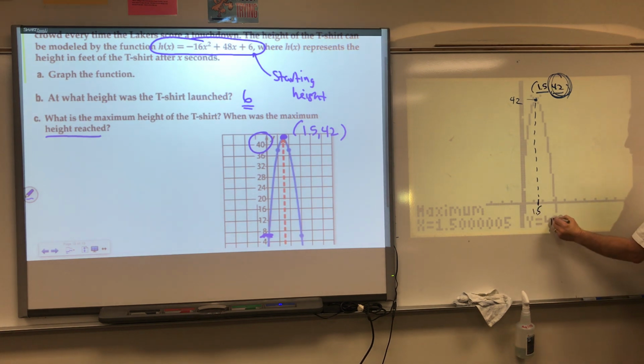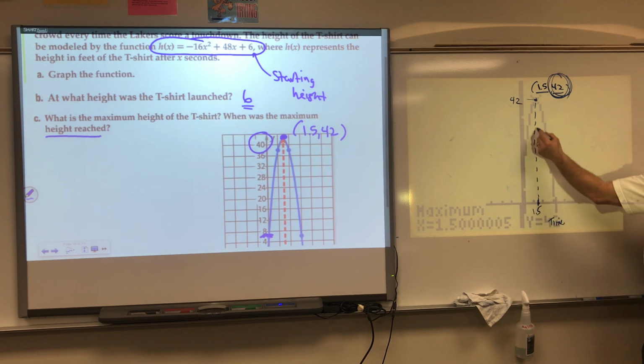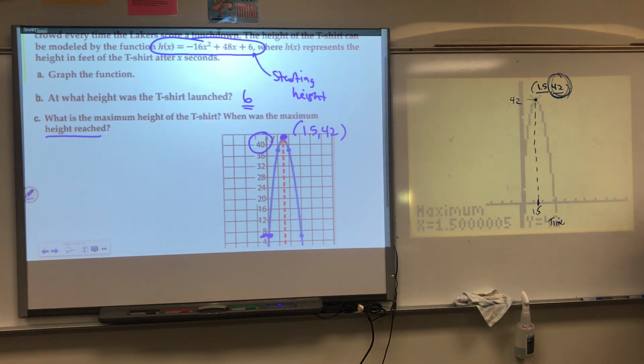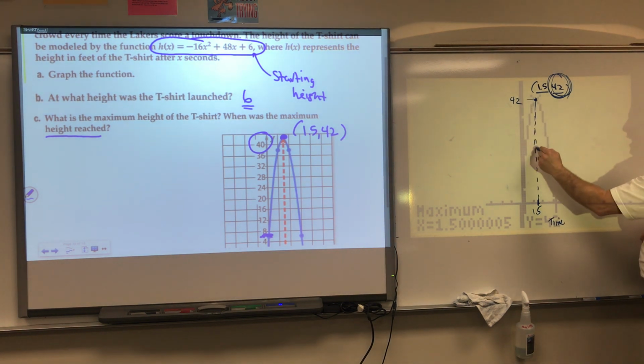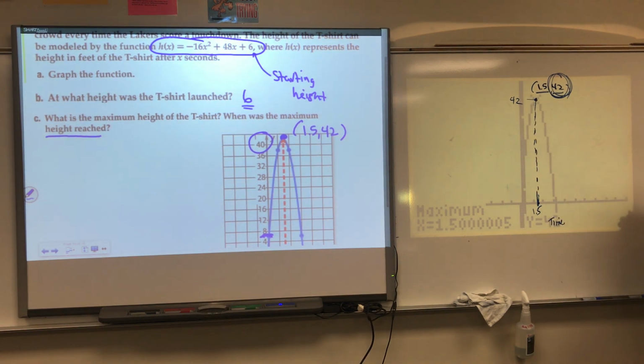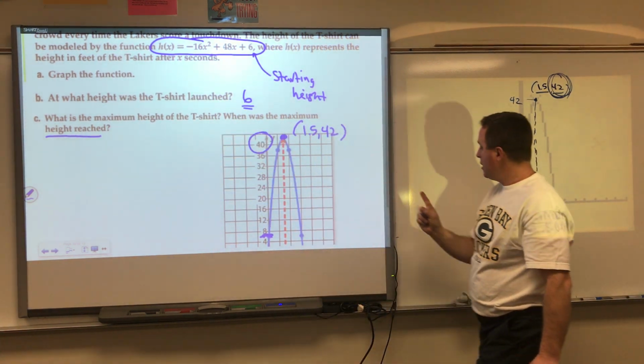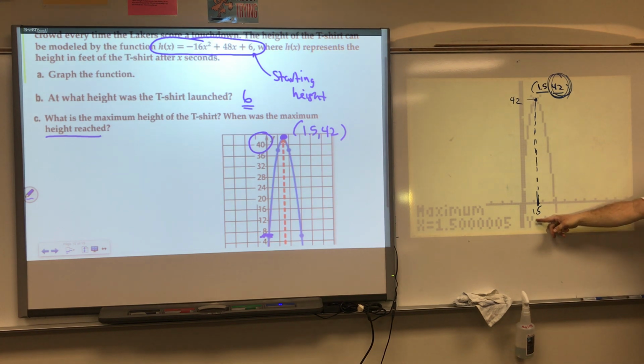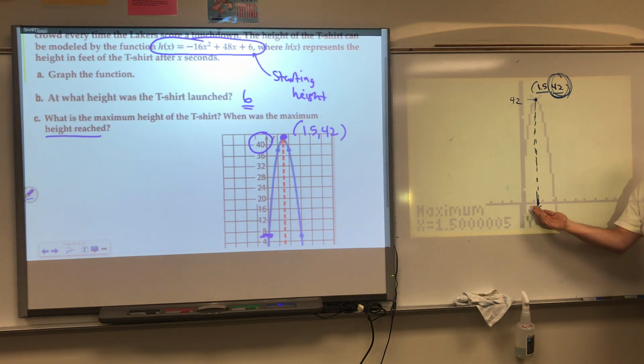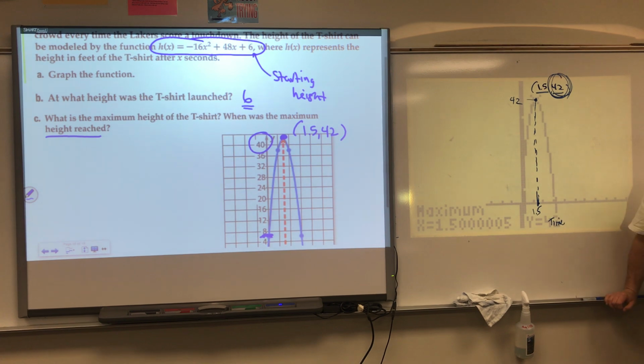Down across the bottom here, this is time. This tells us that it took 1.5 seconds for it to get up to the top. And remember, this is halfway. When was that maximum height reached? 1.5 seconds after it was launched. And we could ask, how long was it in the air? Well, if this is the halfway point, if it took 1.5 seconds to get that high, it's going to take 1.5 seconds to get back down, for a total of 3 seconds.